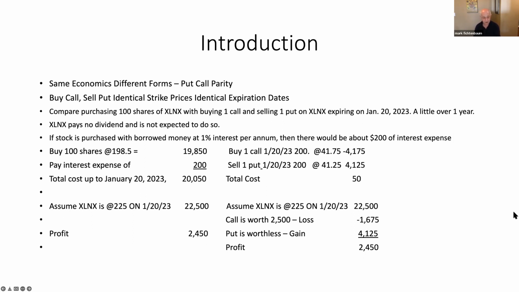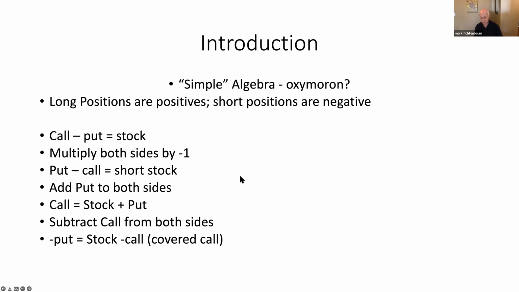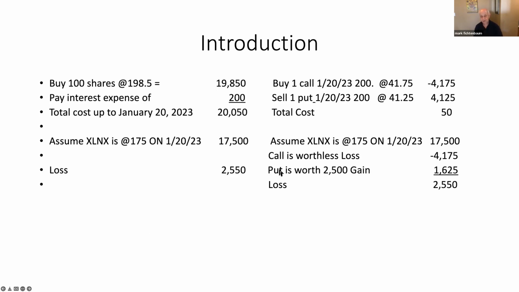And you might be thinking, well, that worked on the way up. What happens on the way down? So again, we're out $20,050 by buying the stock and incurring the interest expense. Our total cost for the options was $50. And now I assume that Xilinx is down to 175. Well, Xilinx is worth $17,500 and we invested $20,050. We lost $2,550. On the call and the put, the call is now worthless.